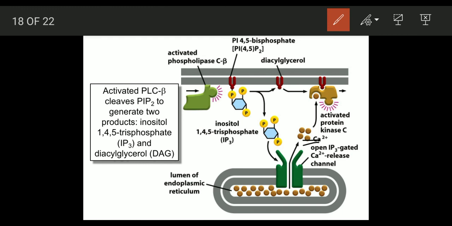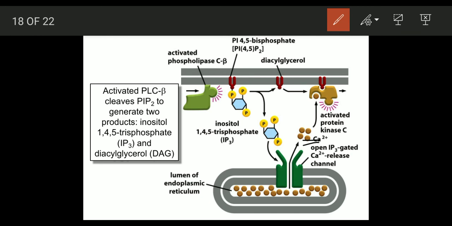Okay. Now after the release of calcium, this calcium binds with many other proteins and many other transducers, and takes part in most of the events, and according to that the cell responds.